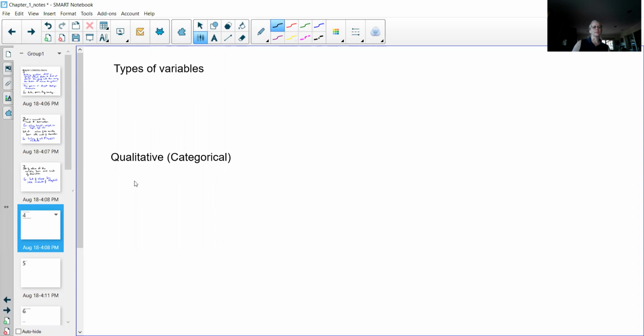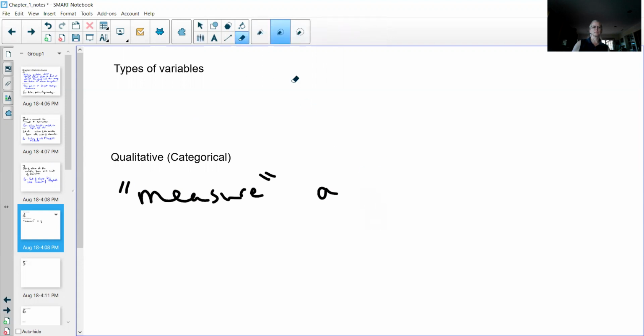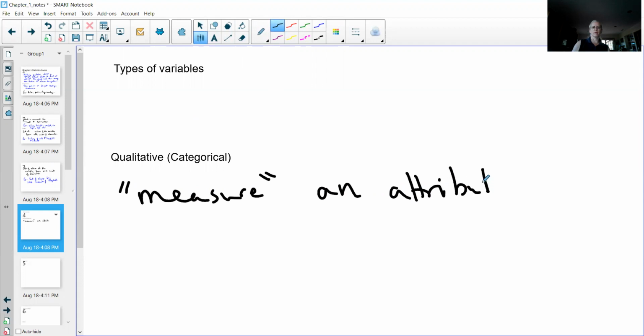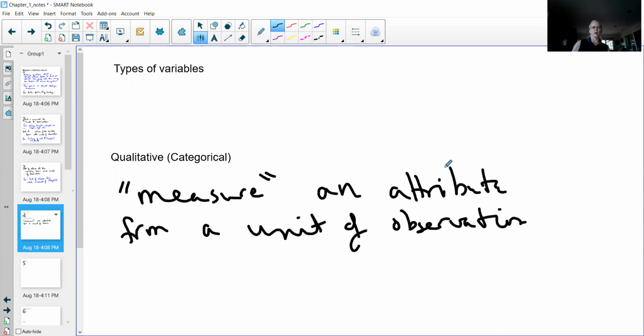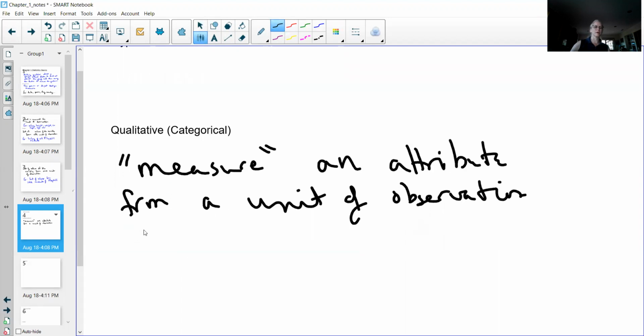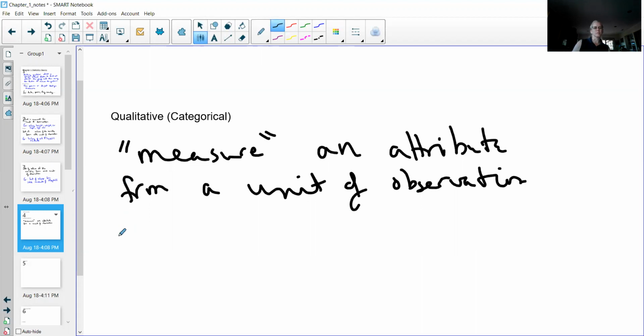One is what is called qualitative. This is where you measure some quality. And the word measure is an interesting word because you're not really technically measuring it, but we can think of it as a measurement. Measure a quality or an attribute from a unit of observation. Usually, qualitative or categorical variables are words.